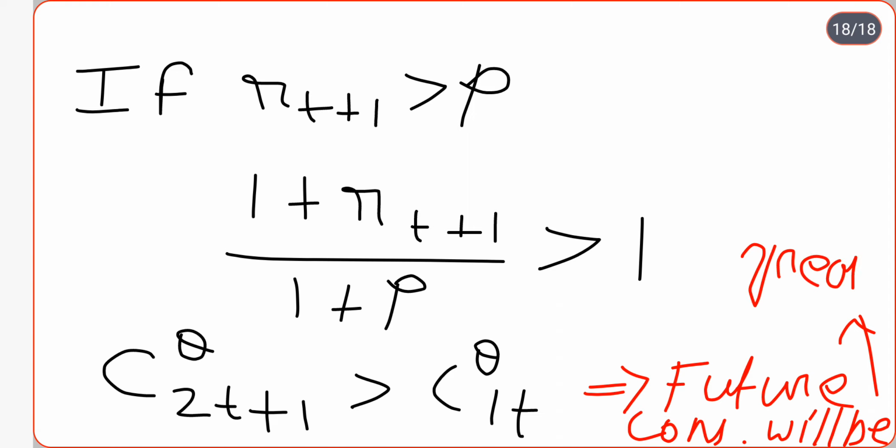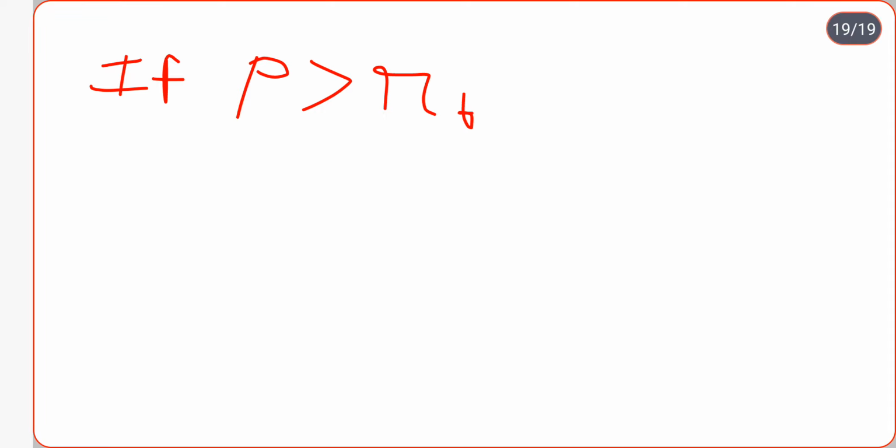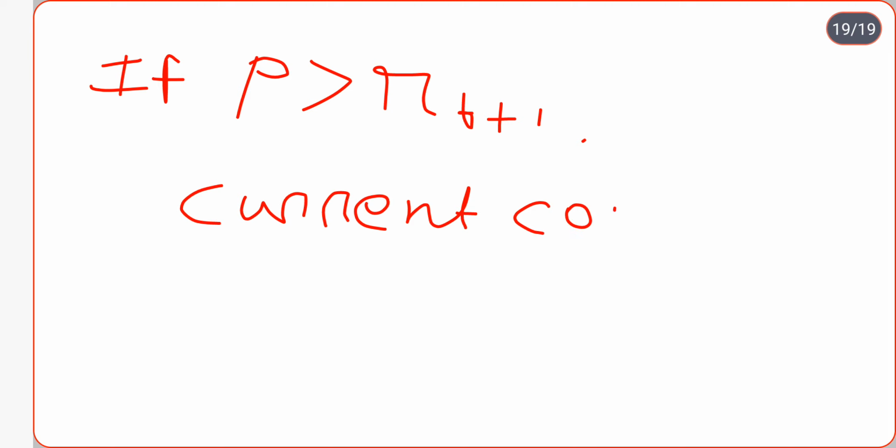Similarly, you can do the vice versa also. If rho is greater than rt plus 1, then the current consumption is greater. I am not going to explain it because it is just the vice versa of the previous one. So in that case the current consumption is greater.